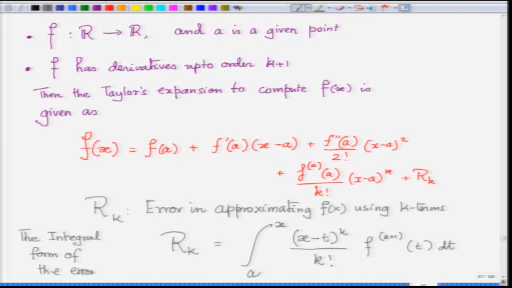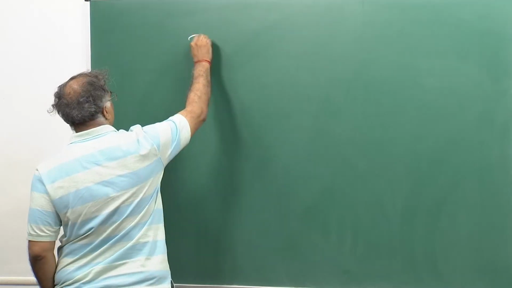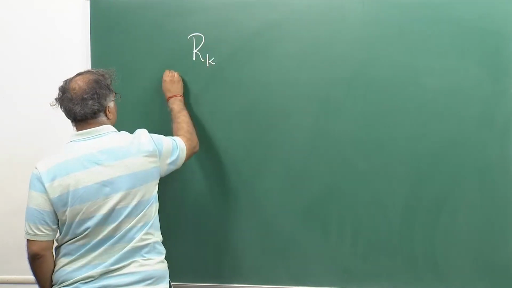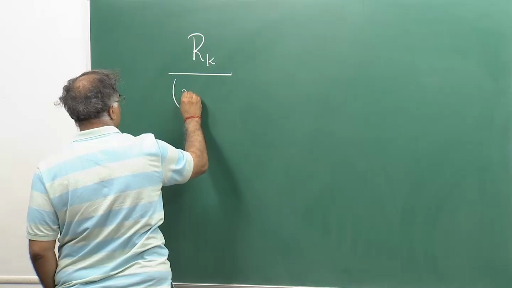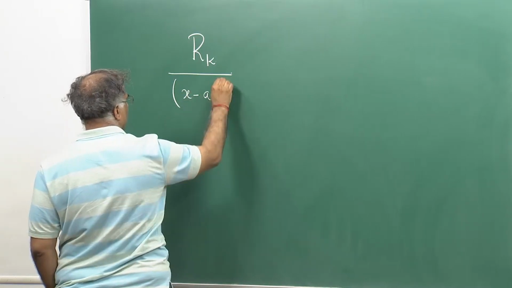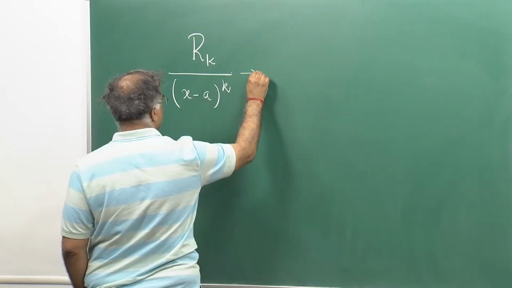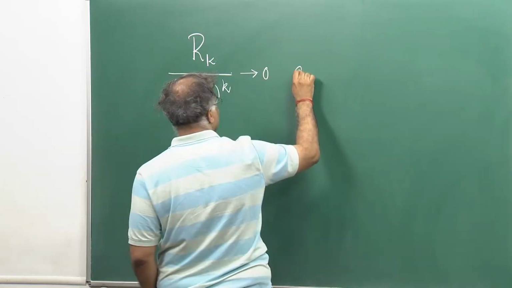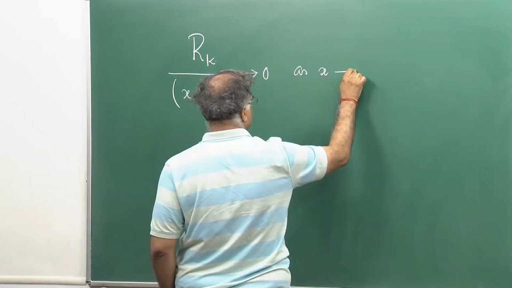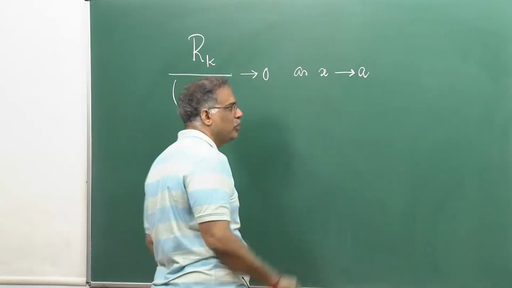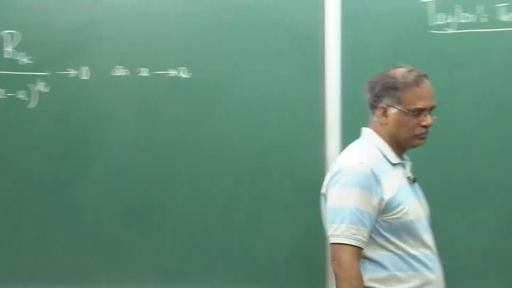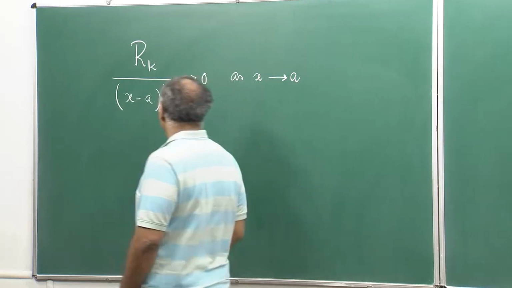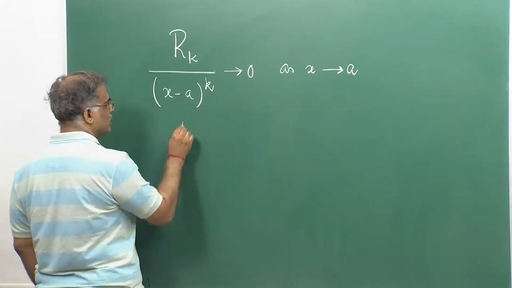So, what is that property? R_k divided by (x minus a) to the power k goes to 0 as x goes to a. This is an important property of Taylor's theorem. Okay, a pretty important property. How do we get to this form? So, let us look at what this R_k is.